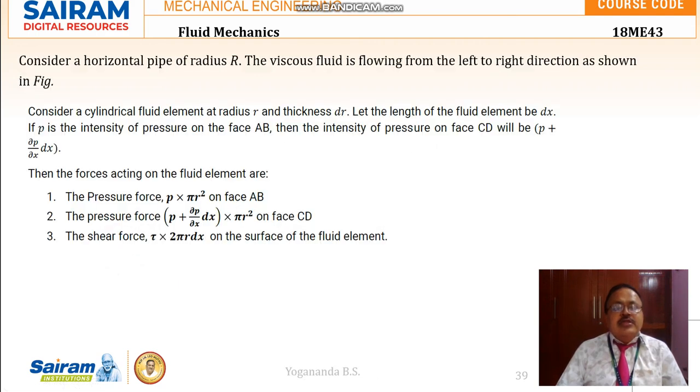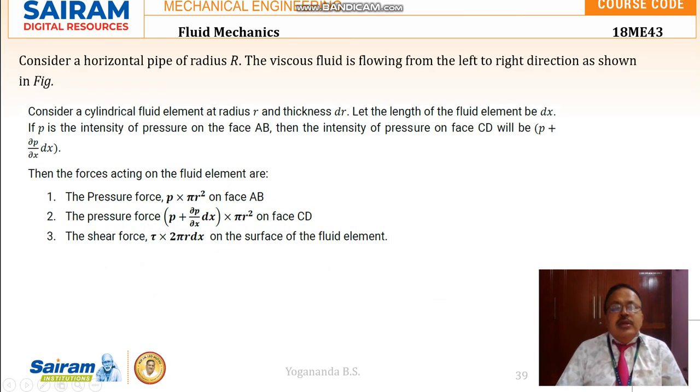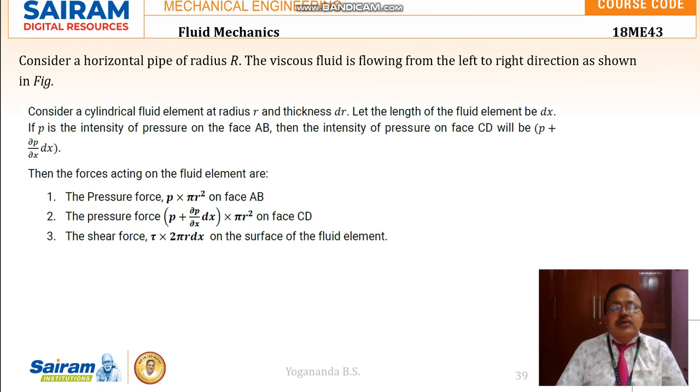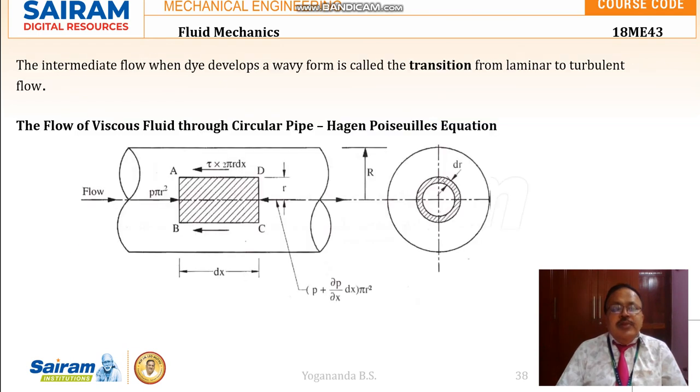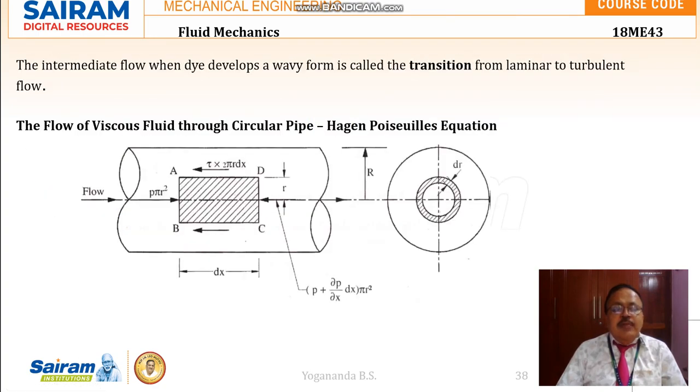We consider a cylindrical fluid element. This is the fluid element which is hatched, having radius small r and thickness dr. Let the length of the fluid element be dx, as shown. If P is the pressure intensity on the left side face AB.